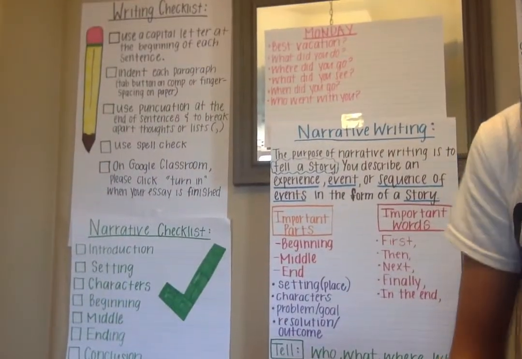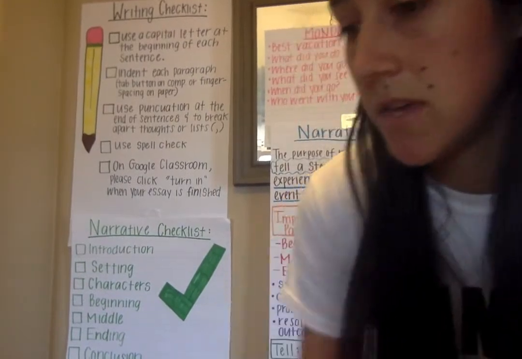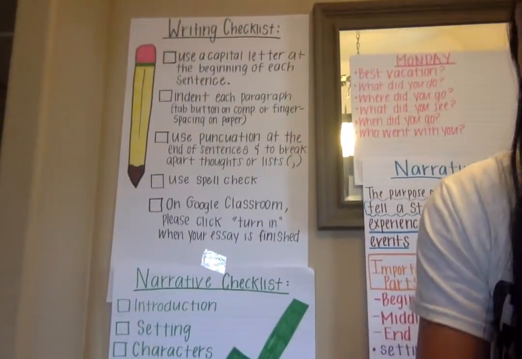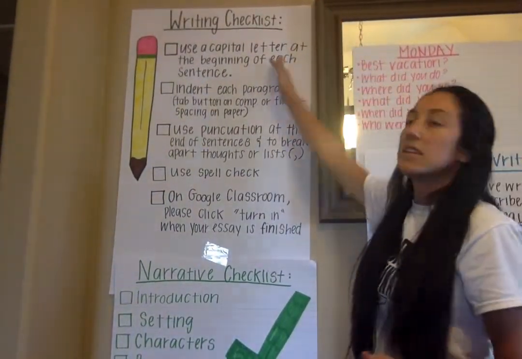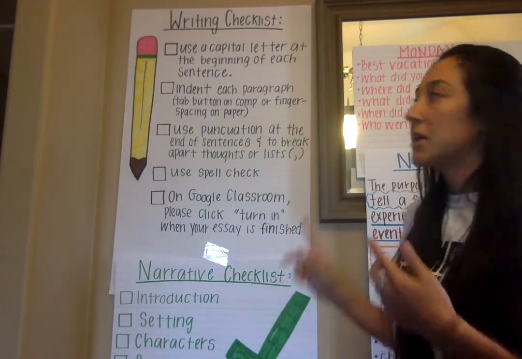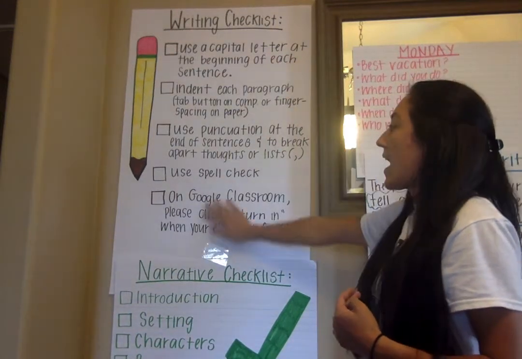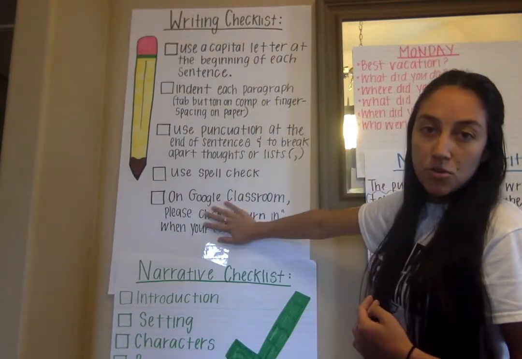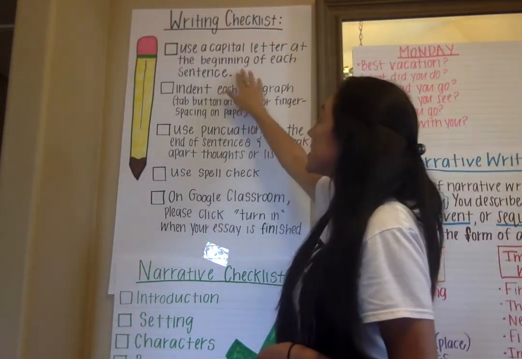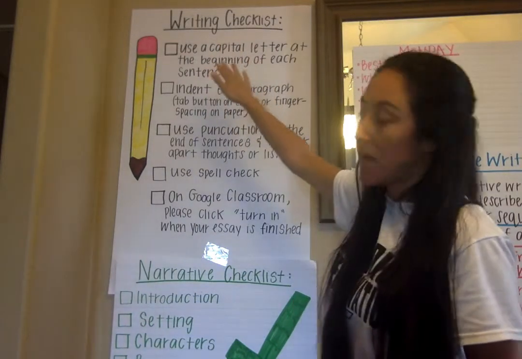So we're going to go over the writing checklist first because I want to make sure that you have all of this in your writing this week. So the writing checklist is just a checklist for you to use whenever you're writing any type of writing. So letters, narrative writing, informational, opinion, whatever you use, you still need to have these components in your paper. So use a capital letter at the beginning of each sentence. It's extremely important that you are capitalizing your letters after a period.